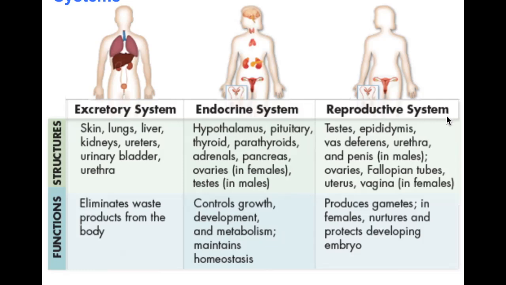The reproductive system includes testes, epididymis, vas deferens, urethra, and penis in males, and ovaries, fallopian tubes, uterus, and vagina in females. The functions are to produce gametes and, in females, to nurture and protect the developing embryo.